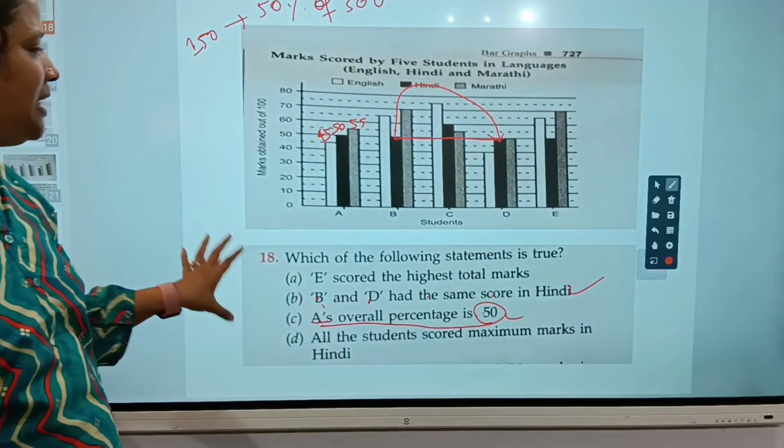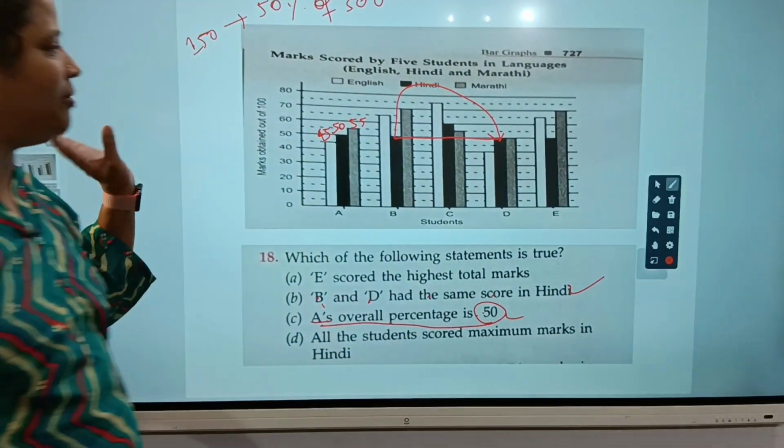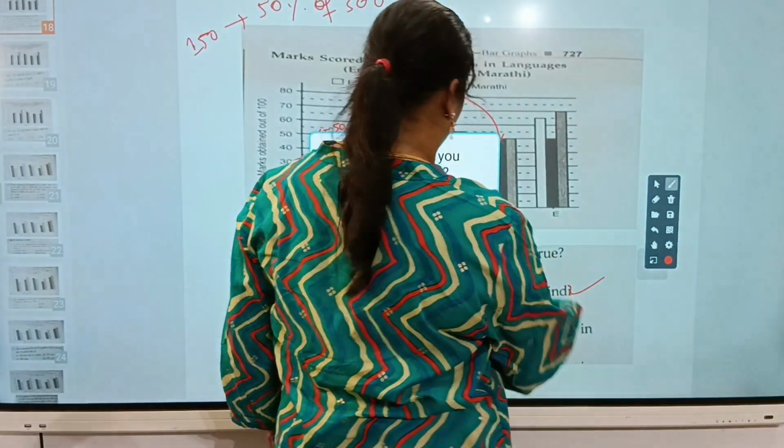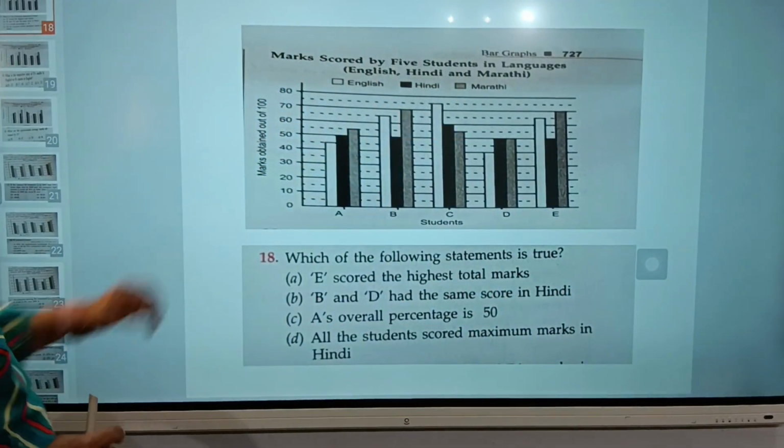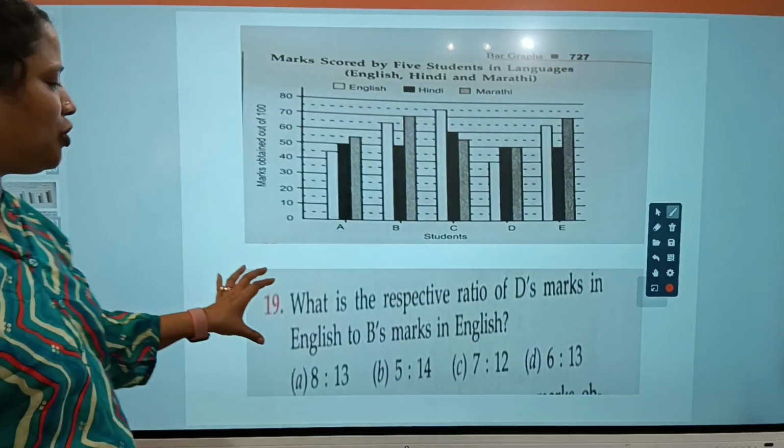So you decide yourself which answer you have to keep in the exam. Okay, I am leaving this question to you only. You do a small homework in this question. We will move to the fourth question in this graph.